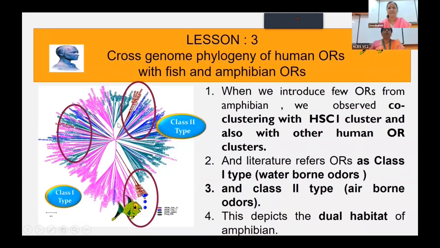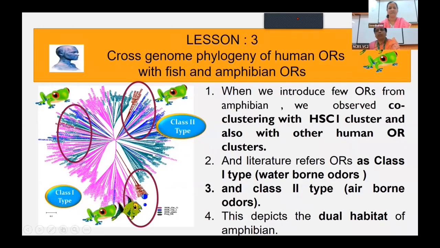When we performed the other exercise with amphibian olfactory receptors, we did cross-genome phylogenetic analysis with the fish and amphibian olfactory receptors. We found the frog olfactory receptors co-clustering with the already established human olfactory receptors in HSC1 and with all other human olfactory receptors. This clearly emphasizes that the class 1 type is associated with sensing waterborne odor, but the class 2 type is helpful in sensing airborne odors. This depicts the dual habitat of the amphibian, the frog.